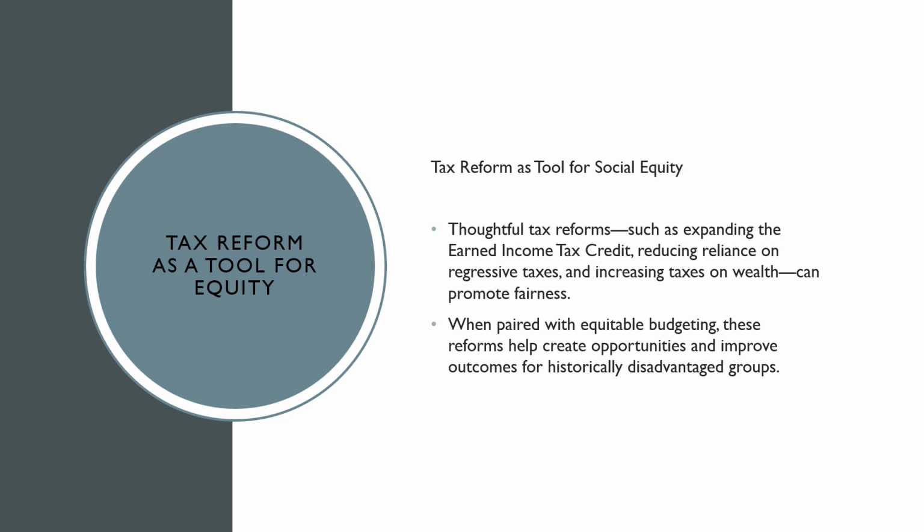Finally, I'm going to end with tax reform as a tool for social equity. Thoughtful tax reforms, such as expanding the earned income tax credit, reducing reliance on regressive taxes, and increasing taxes on wealth, can promote fairness. When paired with equitable budgeting, these reforms help create opportunities and improve outcomes for historically disadvantaged groups. If we want all Americans to have the opportunity to be successful and to thrive, we have to consider how taxation and tax reform can be a tool for that. We have to consider that through the lens of social equity.